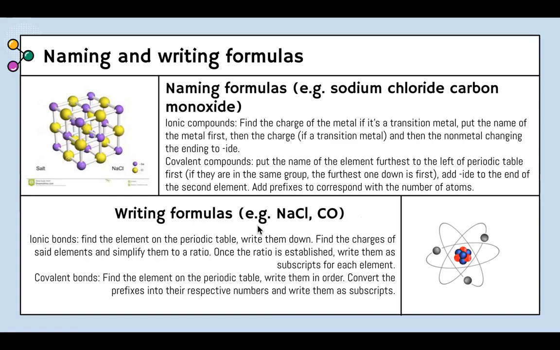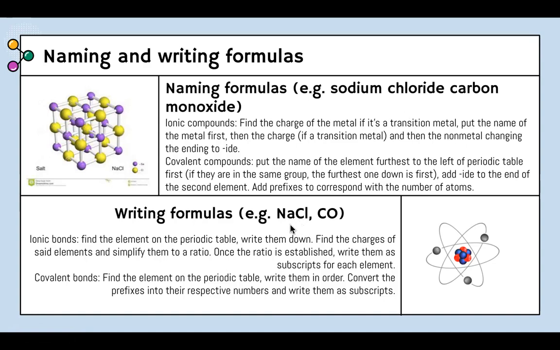Now let's move on to writing formulas. This is a little bit more complicated since you will have to learn how to balance equations, but that will be taught in a later lesson. For now, for ionic bonds, you find the element on the periodic table and you write them down. So sodium is Na and chlorine is Cl. So you write them down. And then you find the charges of said elements and then you simplify them to a ratio.